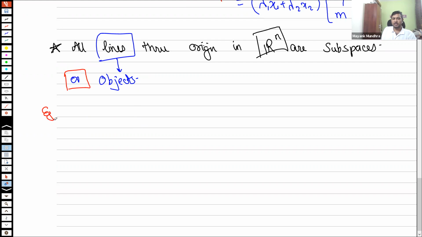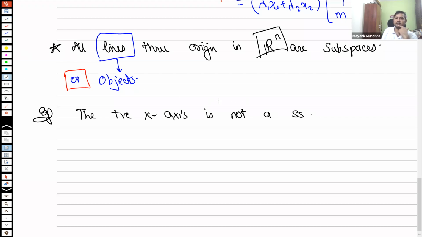Now I want to check an example where something is not a subspace to understand what I mean, because I've only given examples till now where everything is turning out to be a subspace. So now I want to give you an example where something does not turn out to be a subspace. The positive x-axis in R square is not a subspace. This is what I want to show.